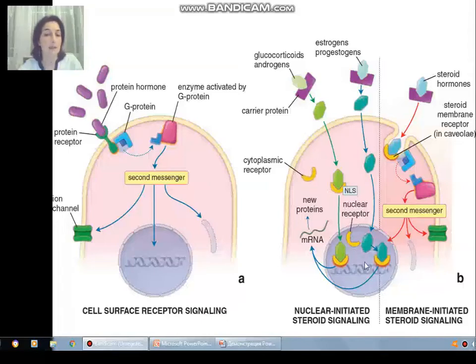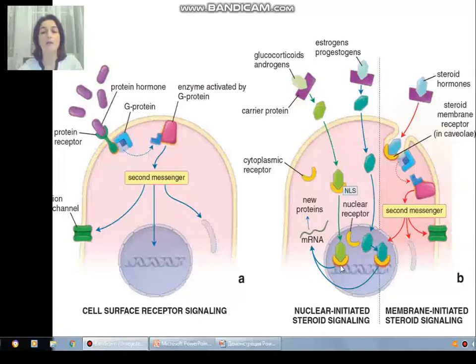Inside of the cytoplasm or the nucleoplasm is located the receptor, which is called a cytoplasmic receptor, or it may be a nuclear receptor. The hormone binds to its receptor. Then this receptor has a nuclear localization signal. It means that this hormone receptor complex will be translocated into the nucleus.